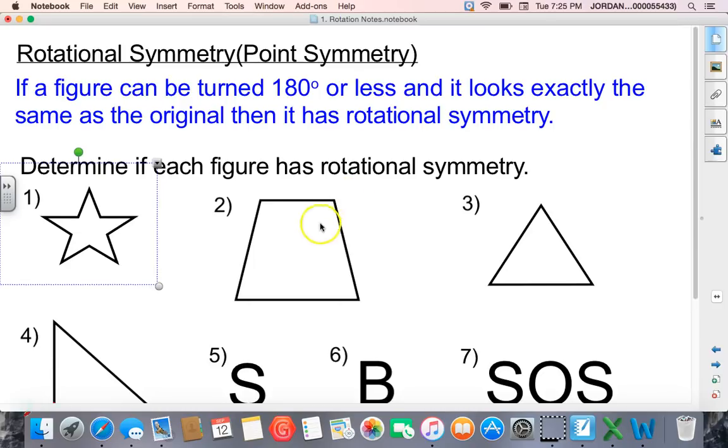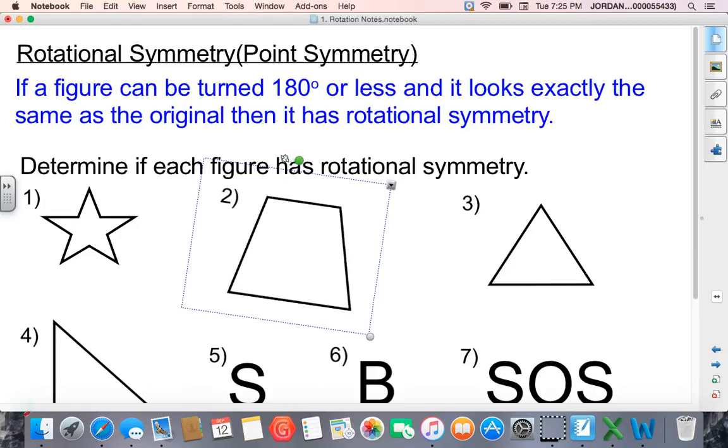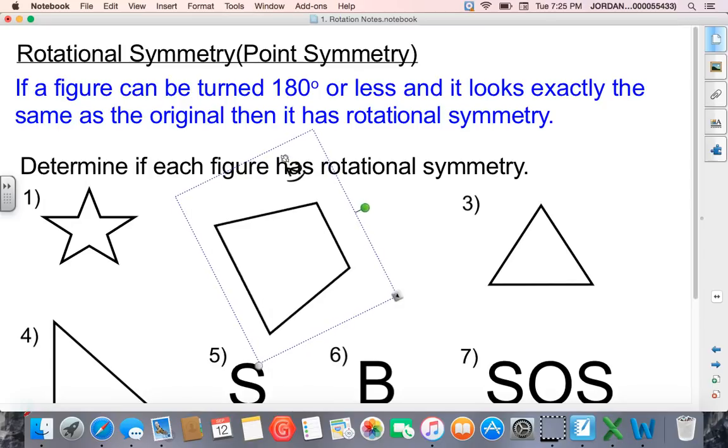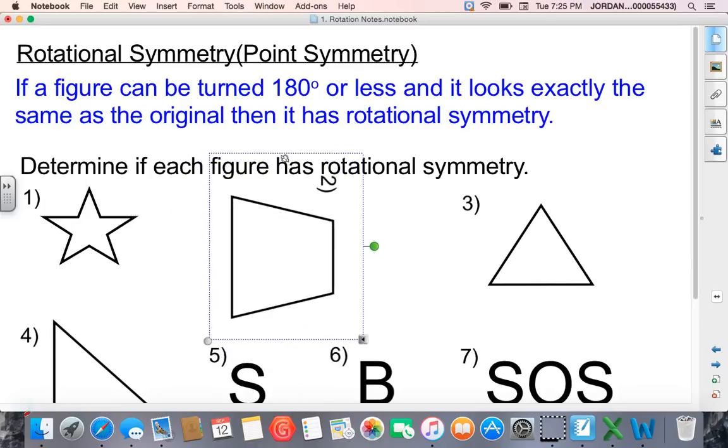All right. And now let's look at this shape. This is called a trapezoid. It's a four-sided shape that has two lines that are parallel, the top and bottom ones. So let's see if we rotate this one. Can we rotate it 180 degrees or less and get the same shape we started with? Ignore the two up there. So it's still not the same way it was before. That's not the same.